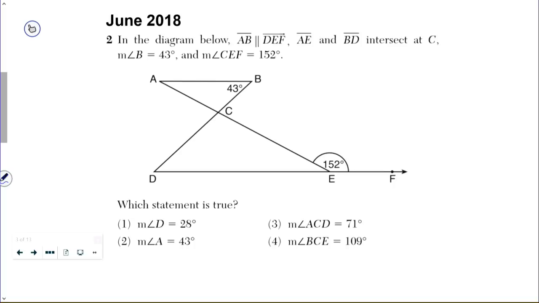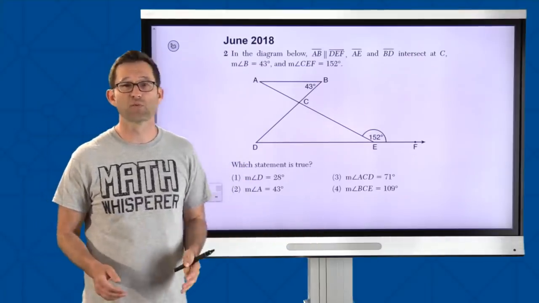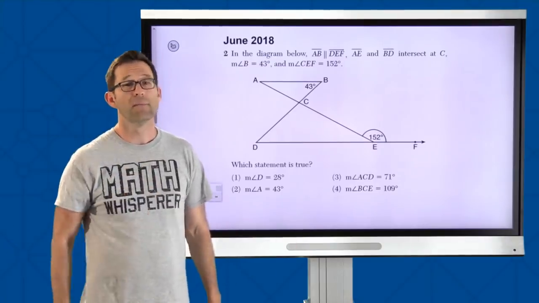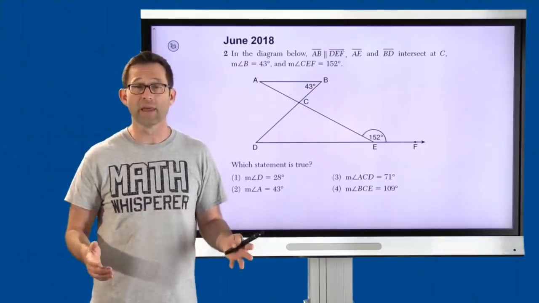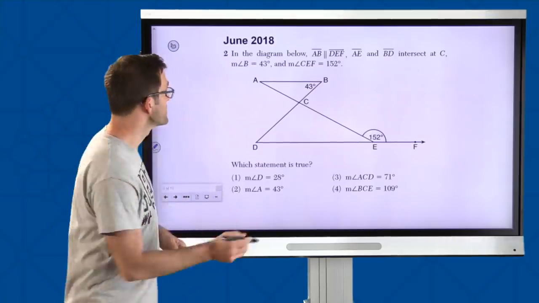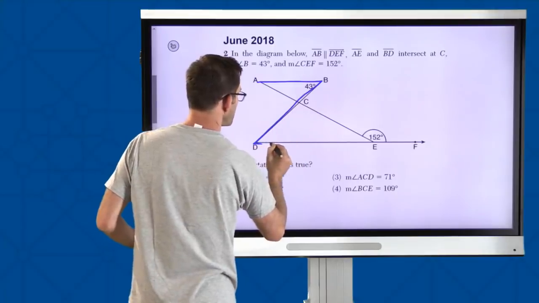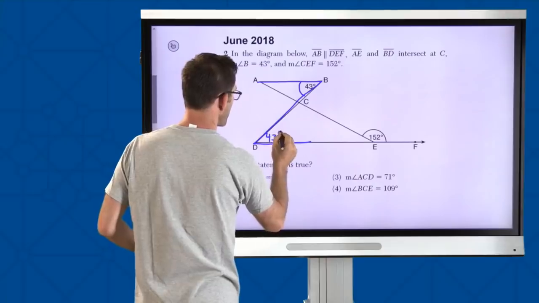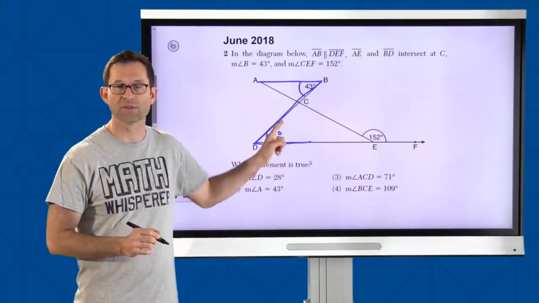Which statement is true? One of these problems is kind of annoying because it'd be great if they just were like, hey, what's the measure of angle D? Then you're like, I'm finding angle D. But no, they're going to test us to see which angle we think is right. Well, let's fill in whatever angles we can based on what we know. First thing I can tell you is that since AB is parallel to DEF, if that's 43, this is 43. Those are those alternate interior angles, the angles of the Z, so to speak.